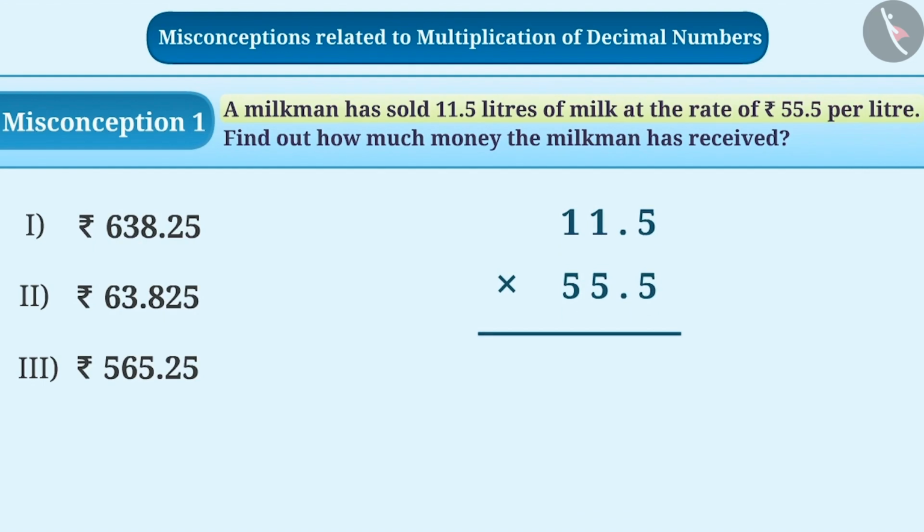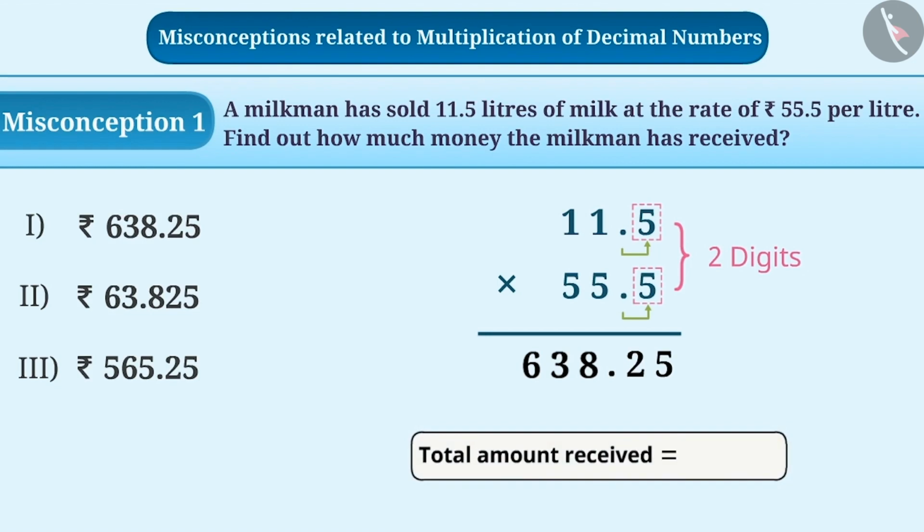To obtain the answer, first we will ignore their decimal points and multiply them. By doing so, we will get the answer as 63,825. Now we can see that 11.5 has 1 digit to the right side of the decimal point and 55.5 has 1 digit to the right side of the decimal point. That means the numbers getting multiplied have total 2 digits to the right of the decimal point. Therefore, in the answer we will place the decimal point leaving 2 digits from the right. Thus, we get the correct answer as 638.25, which means option 1 is correct.